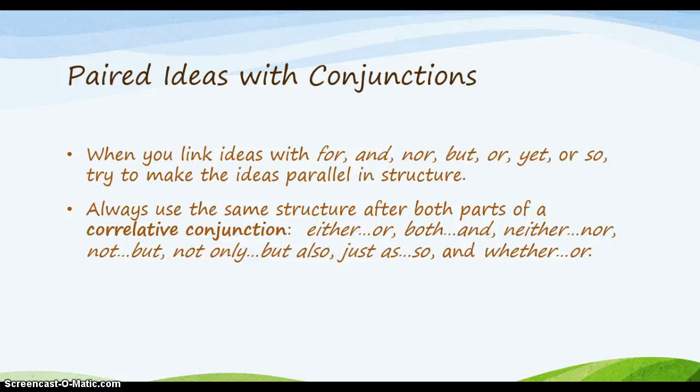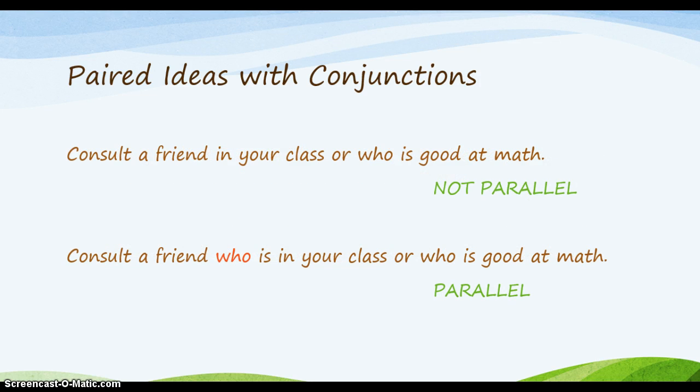Either or, both and, neither nor, not but, not only, but also, just as, so, whether or. When you use those, put the same sentence type structure, same clauses, same prepositional phrases, same verb tenses after both parts, and that will help bring parallelism into your writing. Let's look at some examples of what I'm talking about.